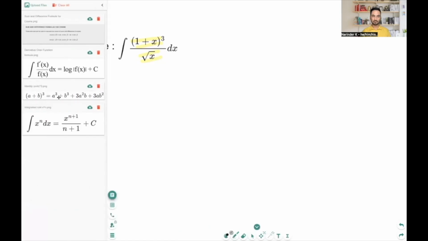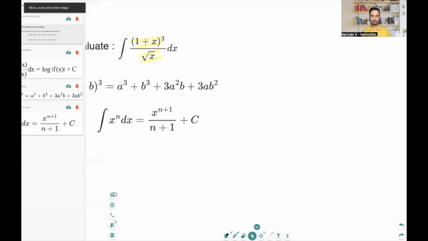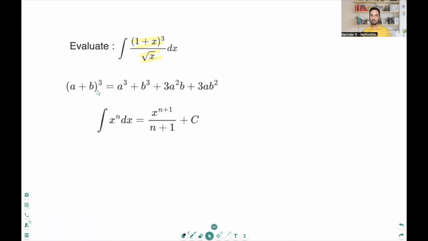So let me give you the formula that we'll be using. First we'll use (a plus b) whole cube in the numerator here, which is a cube plus b cube plus 3a squared b plus 3ab squared, and then we'll use the integral rule for x raised to the power n. So let's get started.